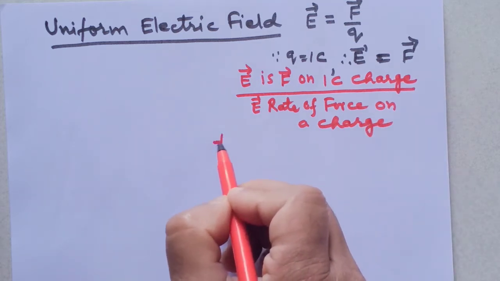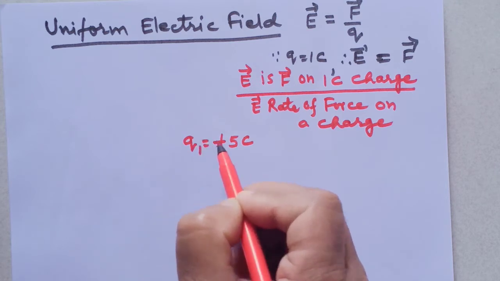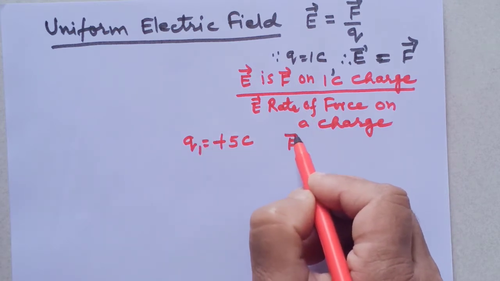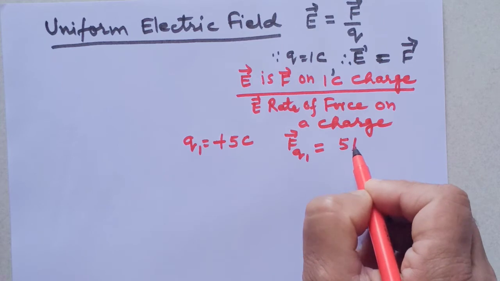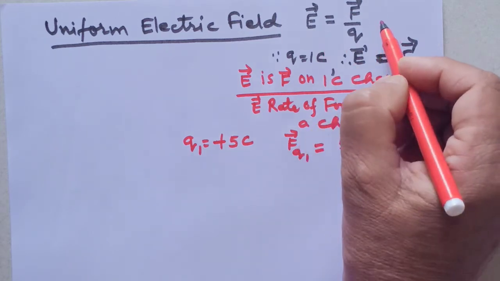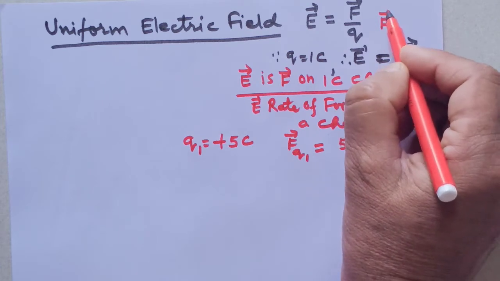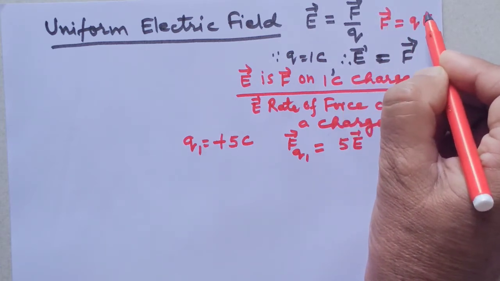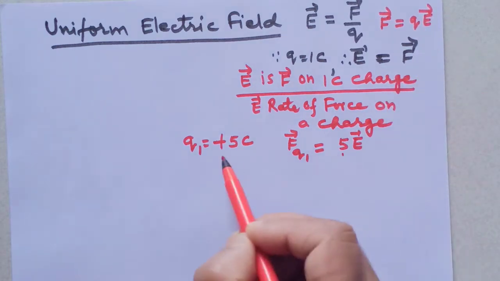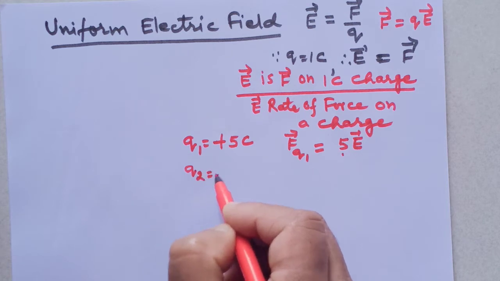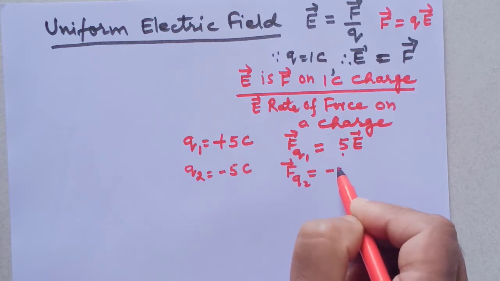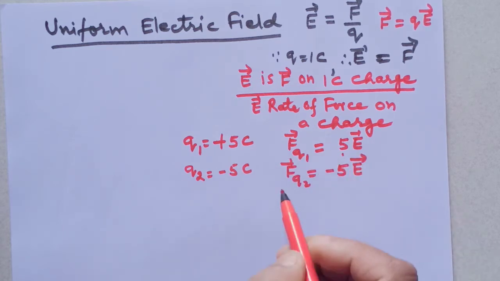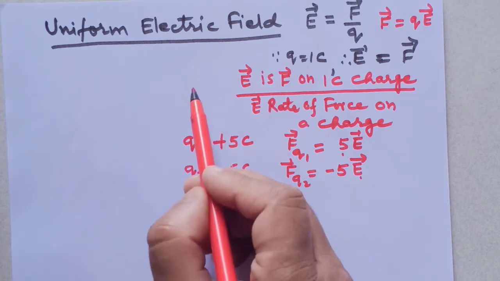Suppose there is a 5 coulomb charge Q1. So force on this 5 coulomb charge Q1 will be equal to 5 into E. So in place of Q, now F is equal to Q into E. Now if Q2 is minus 5 coulomb charge, then force on Q2 will be equal to minus 5 into E, meaning the force will be opposite to the electric field. So these are the two key concepts.